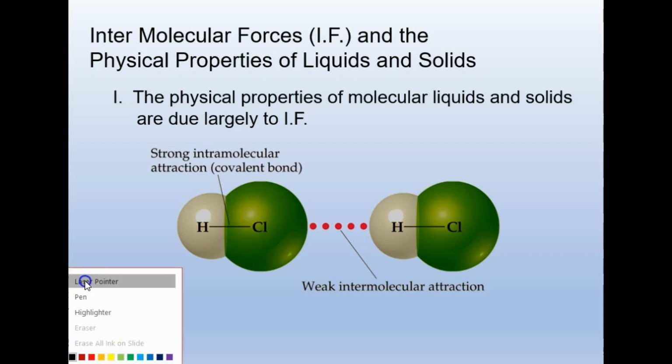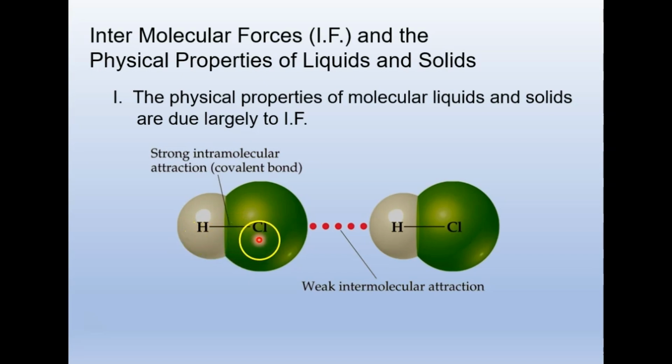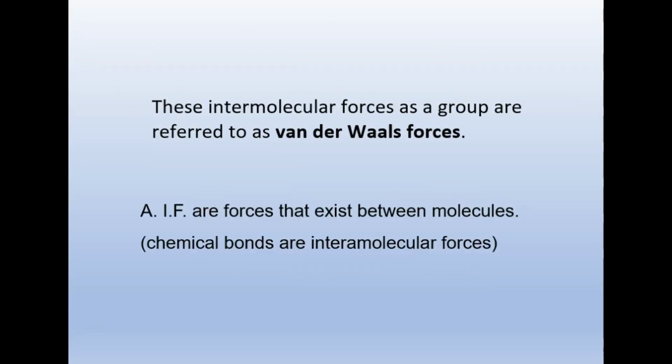So an intramolecular force is a covalent bond. There is the intramolecular force. Now, a force that exists between molecules we call intermolecular. And it's these intermolecular forces that are the reason why real gases do not behave as ideal gases. From the gas chapter, that was the first time you heard of van der Waals forces. These intermolecular forces as a group are referred to as van der Waals forces. And then in the gas chapter, you probably went over all of these.